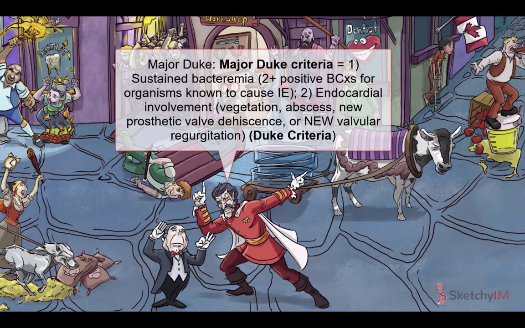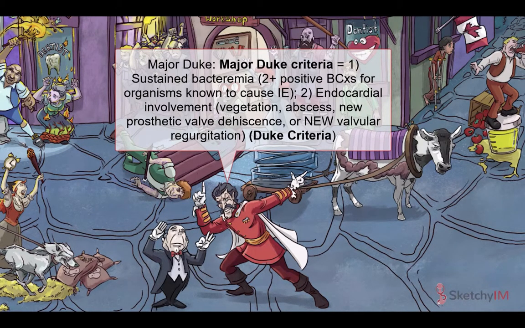The modified Duke criteria are divided into major and minor clinical criteria. So we'll divide them into this major Duke fella and his minor assistant. The two major criteria are evidence of sustained bacteremia and evidence of endocardial involvement. Sustained bacteremia is defined as at least 2 separate blood cultures positive for the typical causes of endocarditis, like Staph aureus, Strep viridans, Strep bovis, Enterococci, and the HACEK organisms.